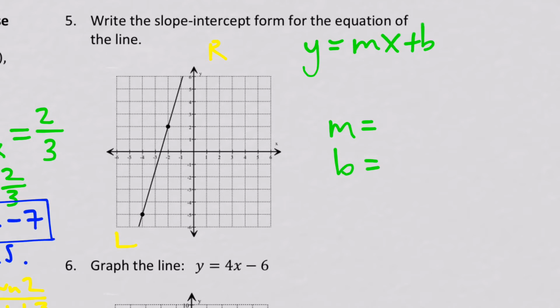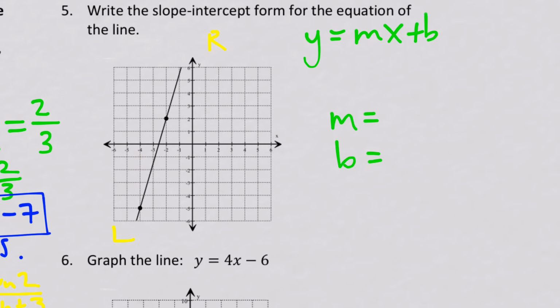Excuse me on that. I need to count the rise and the run. So the change of y is going to be 1, 2, 3, 4, 5, 6. Oh, let's do that again. I hit the screen. So let's try this again.